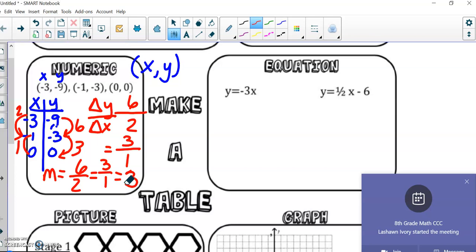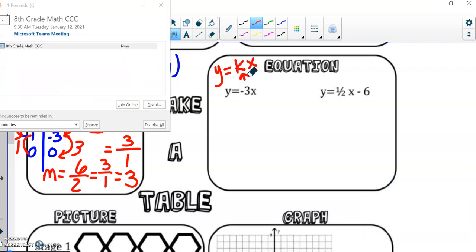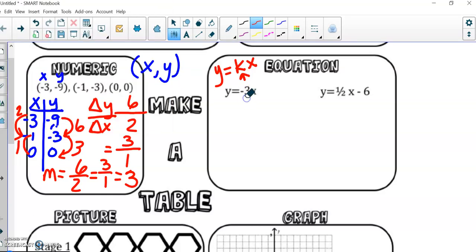When we look at an equation, we're going to look at the rate of change as a coefficient. In 7th grade, you learned the formula y equals kx, where k was your change value. In this case, our k value is going to be located in front of our x. So our rate of change, or our m value, is the coefficient of our x, negative 3. So this is our rate of change.